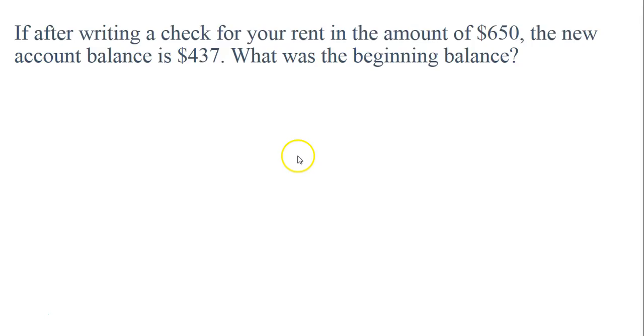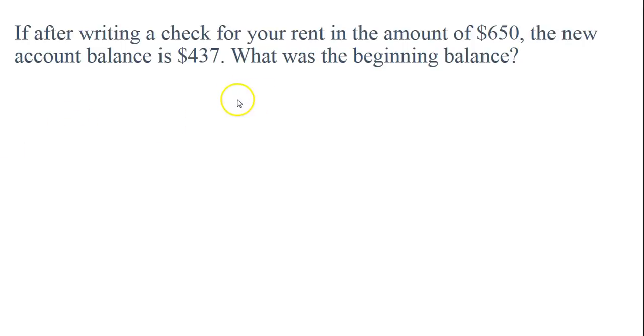So, last one is we have a word problem. It says, if after writing a check for your rent in the amount of $650, the new account balance is $437, what was the beginning balance? So we need to write an equation out. In order to do that, we're going to need a variable, and I'm going to use x. I like using x. So what is x going to be in this case?